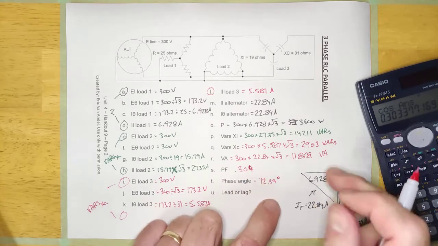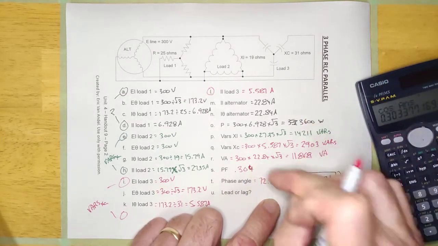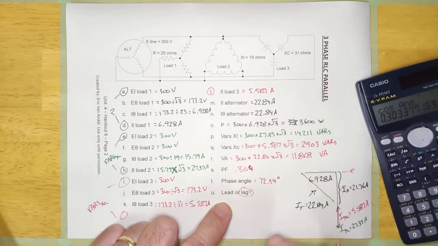That is the power factor, okay? And again, I could have gone P over VA. I would have got my power factor that way as well. Leading or lagging, guys. Here's the voltage. There's the current. This thing is lagging, okay?